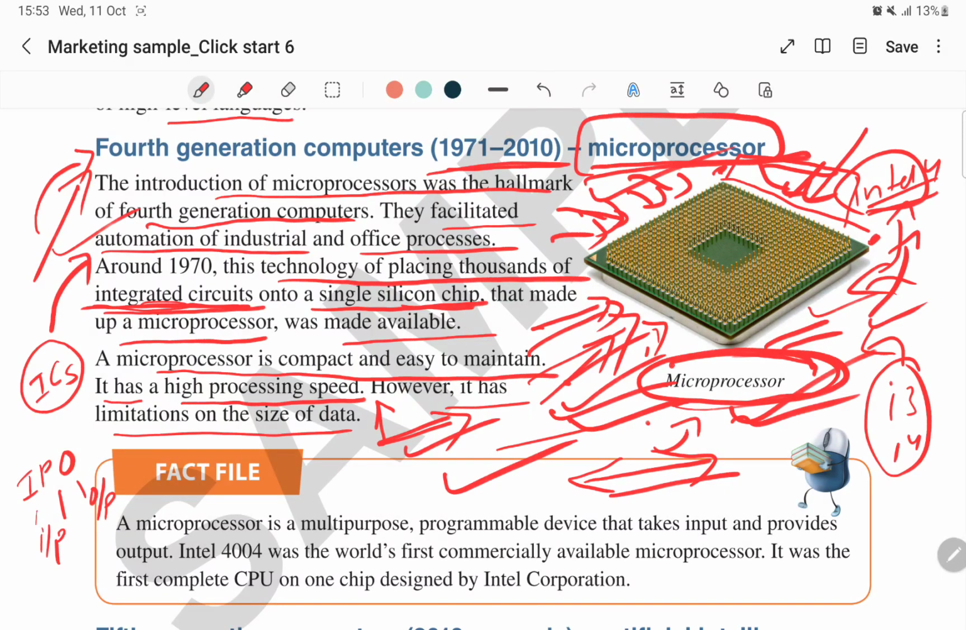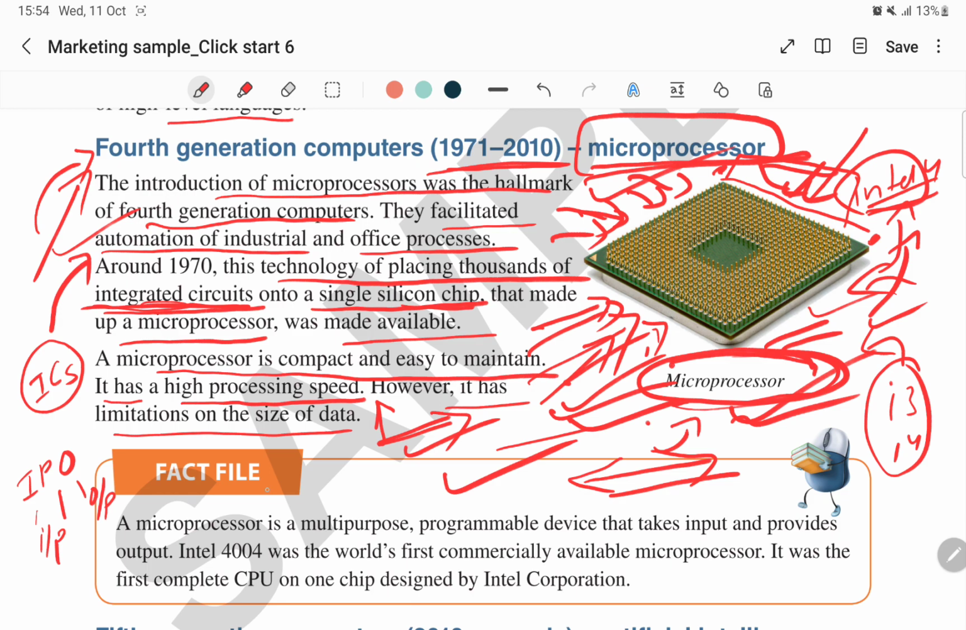That's why we say the limitation on data is very important. It is a needed factor on which the microprocessor speed depends. A microprocessor needs a high speed, and although it has a high processing speed, its limitation is on the size of data, meaning the data it has to handle. On that, the performance of the microprocessor will depend.